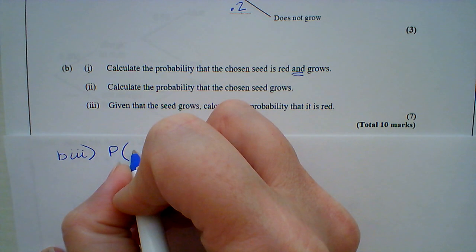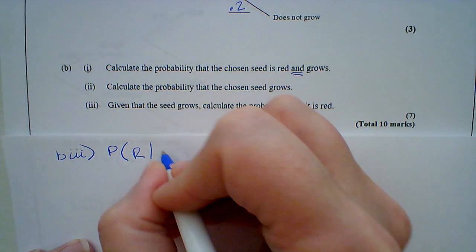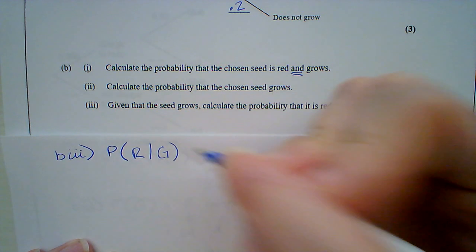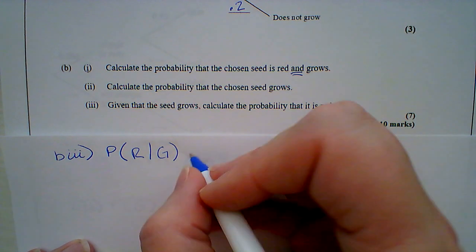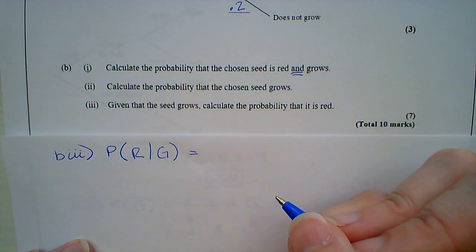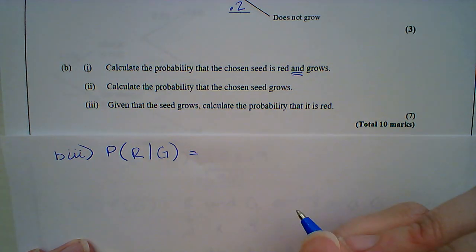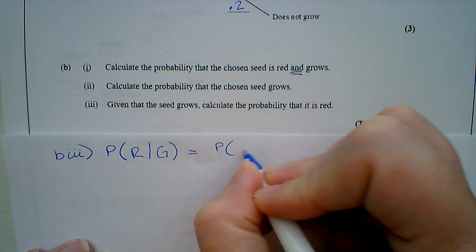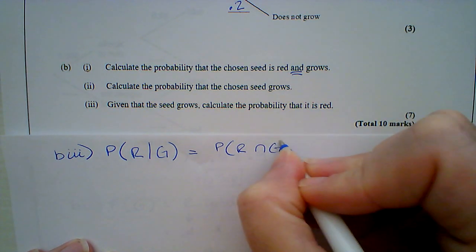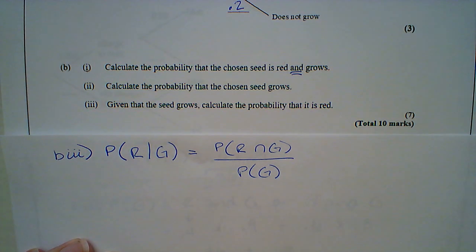So I want to know what's the probability that the seed is red. That's the thing that's in question. Given that the seed grows. So you know your seed grew. Now you want to know of the seeds that grew, what's the probability it's going to be red. Well, from the formula that is in your formula booklet, I also answered that in the previous video on the key concepts. This is going to be the probability of red and grows over the probability that that seed grows.